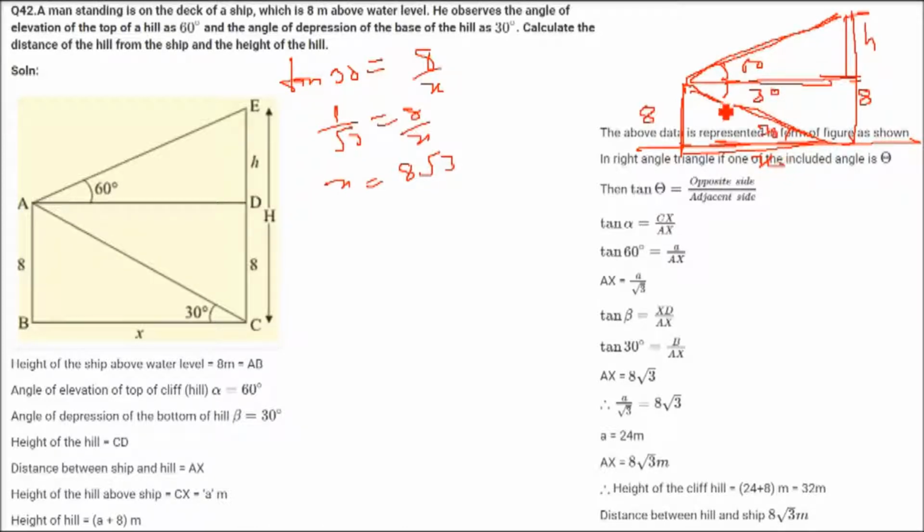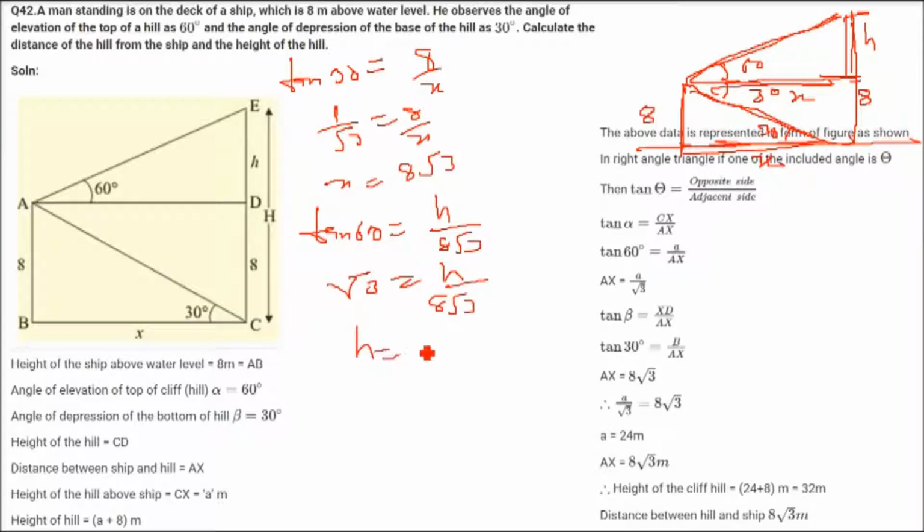Okay, x we have already found out. So tan 60 degrees will be equal to h by x. This is also x, h by x. So h by x is what? 8 root 3. You can write 8 root 3. Now tan 60 is root 3. So root 3 is h by 8 root 3.